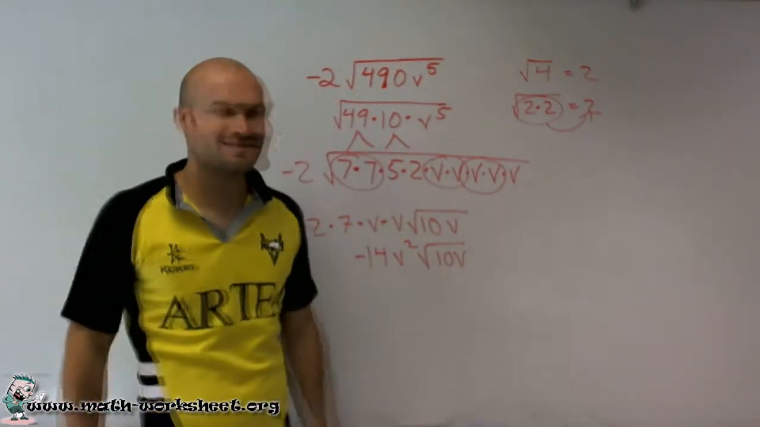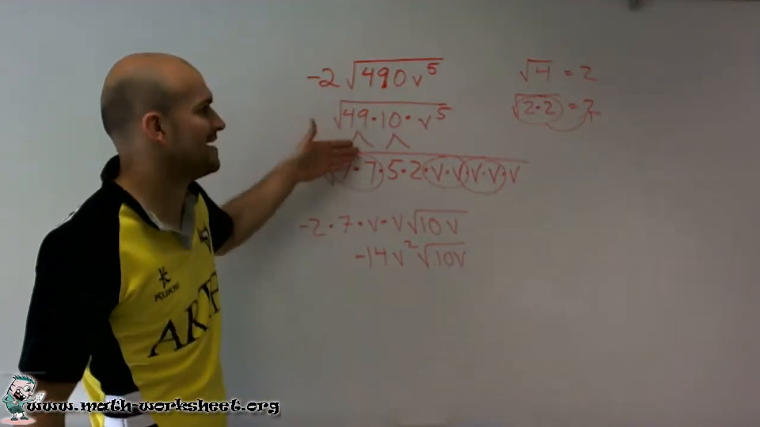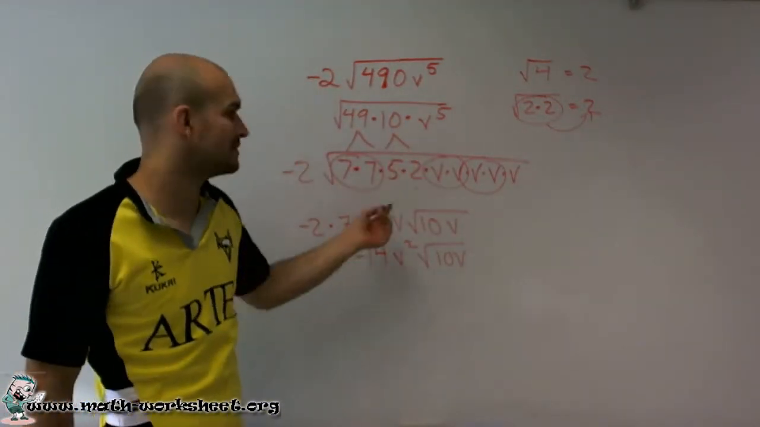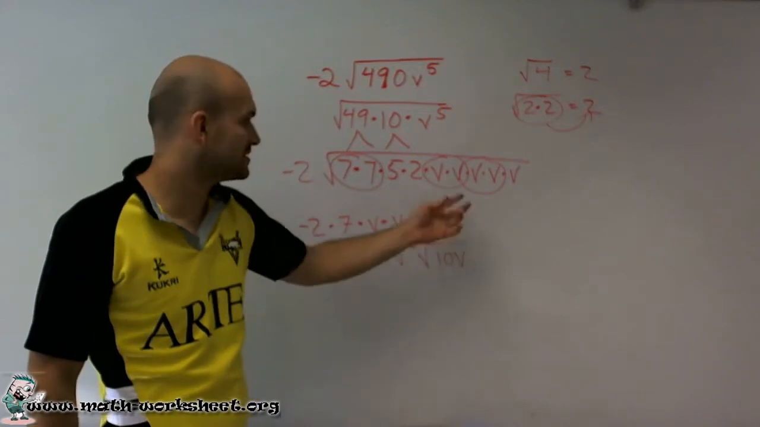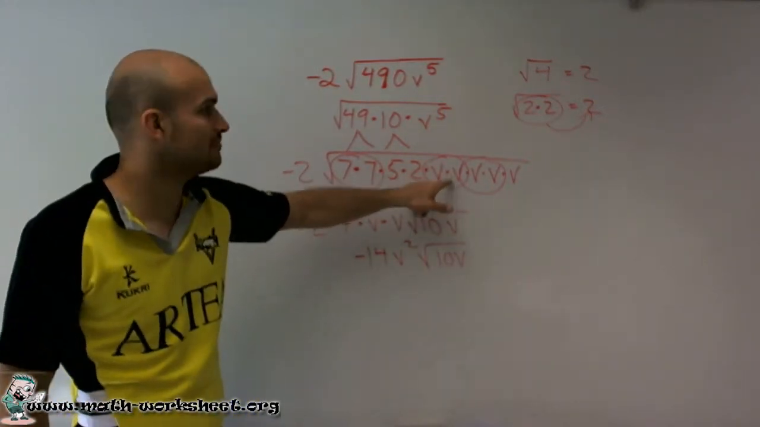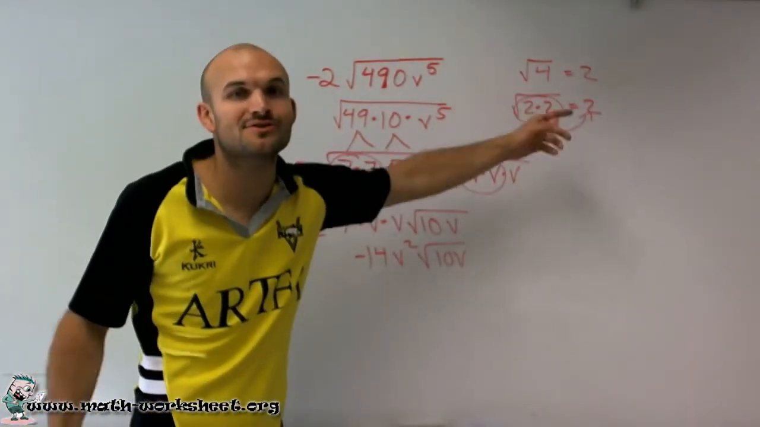It wasn't that bad, was it? So just make sure when you factor, since it's the square root, you're going to have to pull out pairs of numbers. And I'm not pulling out the whole pair, I'm just pulling out one, remember the square root of 2 times 2 is 2. So there you go.